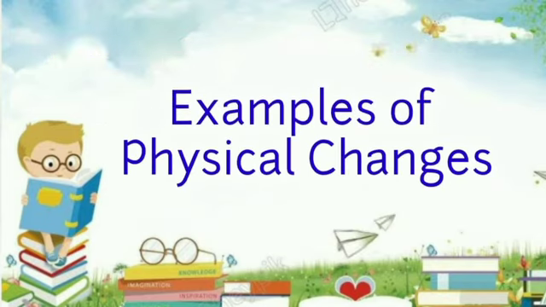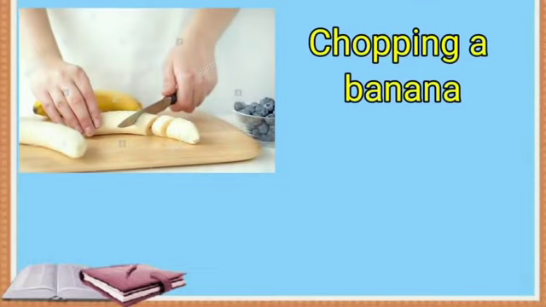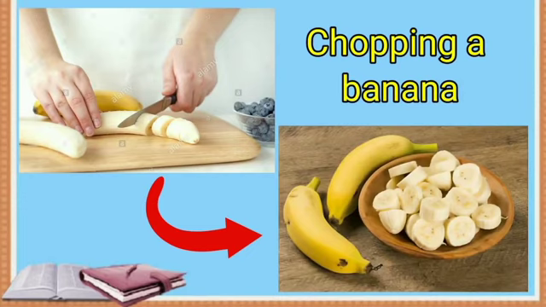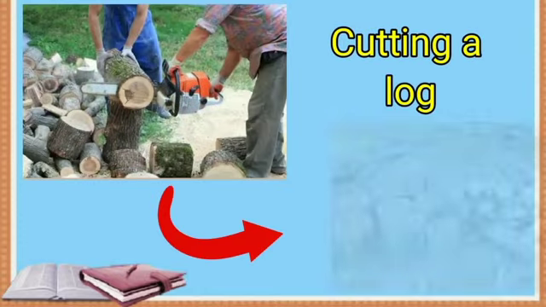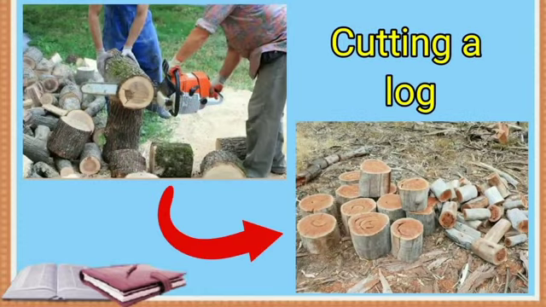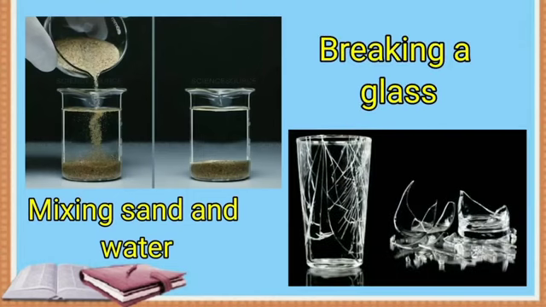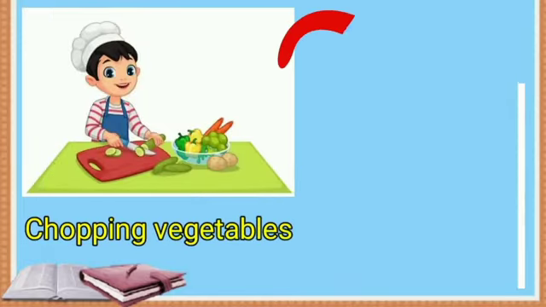Examples of physical changes: chopping a banana. Since cutting a banana only changes its appearance, a new substance is not formed. Cutting a log into smaller pieces changes its size and shape, but it's still wood. Mixing sand and water. Breaking a glass. Chopping vegetables.